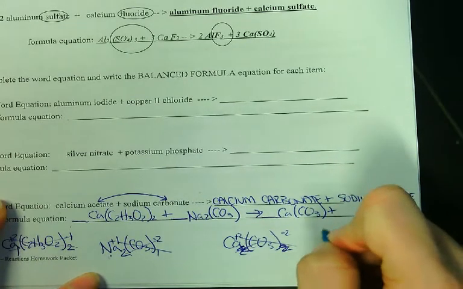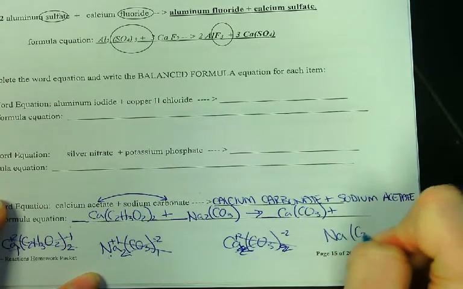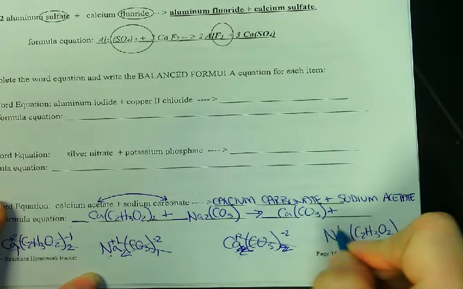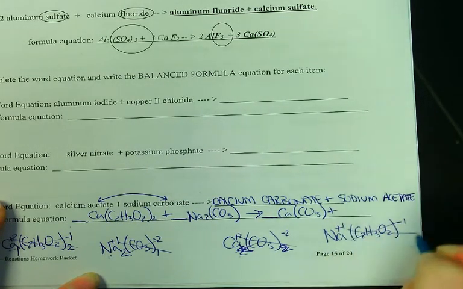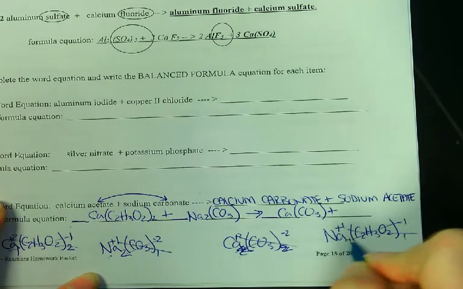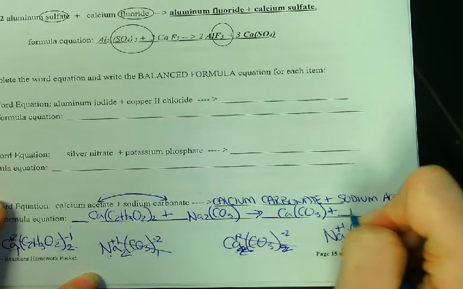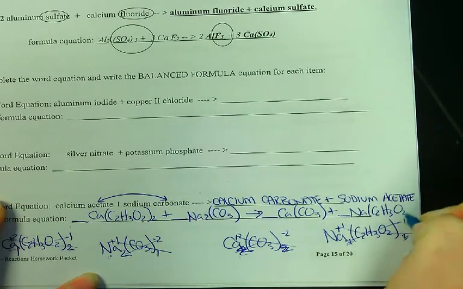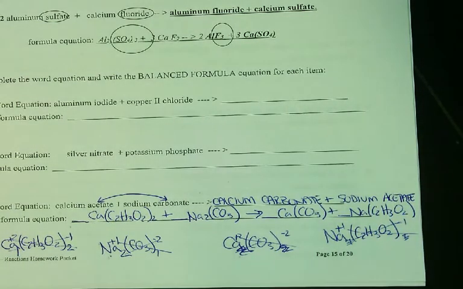Plus sodium acetate. So step 1 is the symbol, sodium, C2H3O2 acetate. Step 2 is the charge, +1 -1. Step 3 is to crisscross. Step 4 is to reduce and erase. Blank Na C2H3O2. So I had 4 names, 4 formulas.